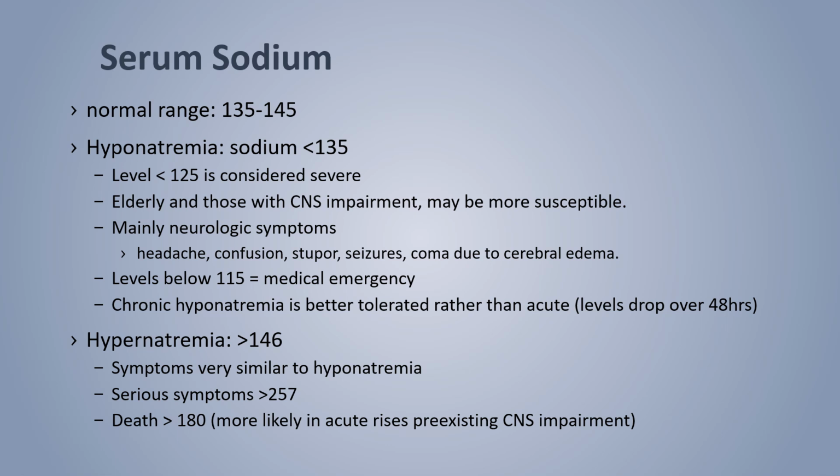Symptoms are pretty similar to hyponatremia, so it's hard to tell, if you don't 100% know what the level is, just based on symptoms. Now, serious symptoms are going to start with any level over 157. I misspoke earlier. As soon as I said it, I knew that's not right. So serious symptoms are going to be anything over 157, and then death can happen with a sodium level over 180. Please make a note of that. That should be 157.